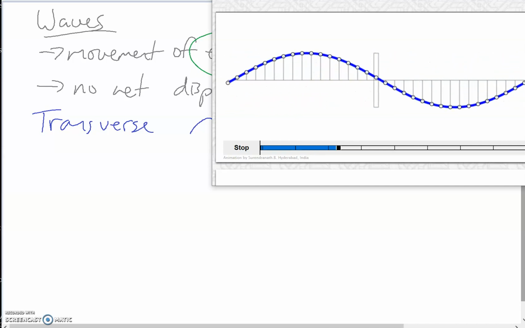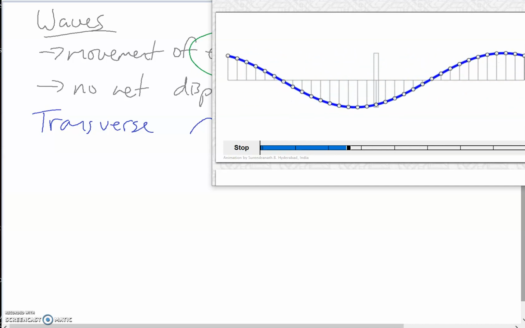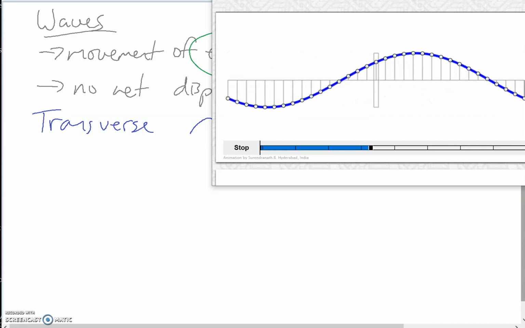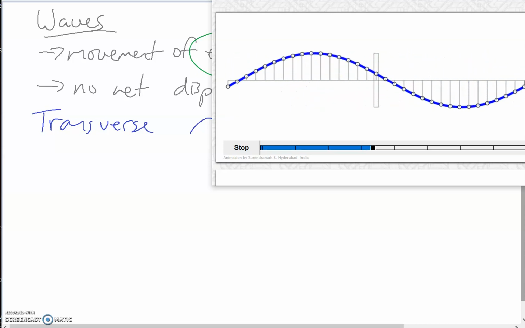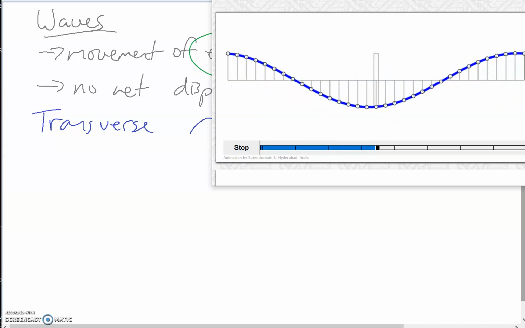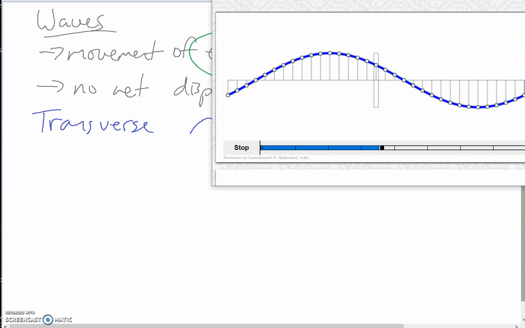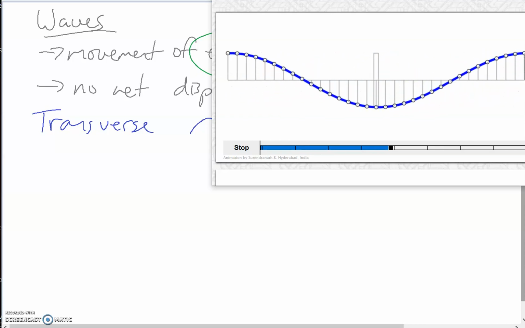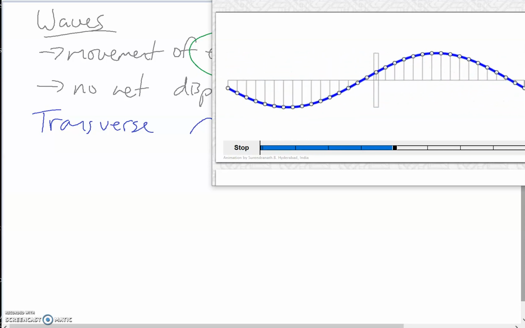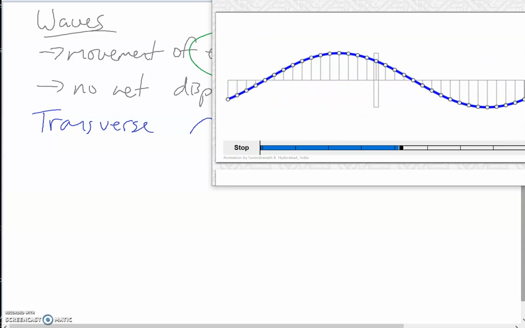Those are the medium. And you can see the actual wave is moving towards the right, but the actual medium just wiggles up and down. The actual particles don't end up going anywhere. They just wiggle back and forth. But the energy, the actual wave itself, actually moves from one side to the other. Okay, so this is what most people think of when they think about waves anyway.